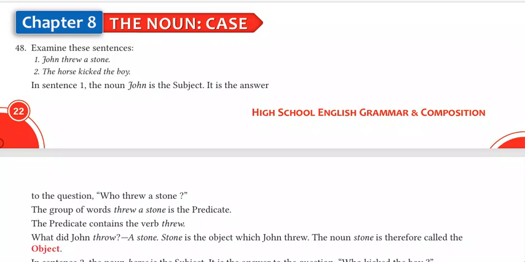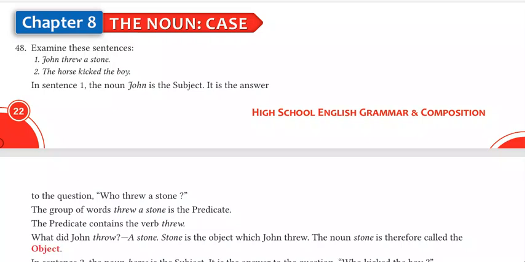In today's discussion, our topic is the noun case. Noun case, in simple words, talks about the position of a noun within a sentence. A noun can be in place of subject, it can be in place of object, or sometimes there are possessive cases as well. So let's develop these concepts in more detail.